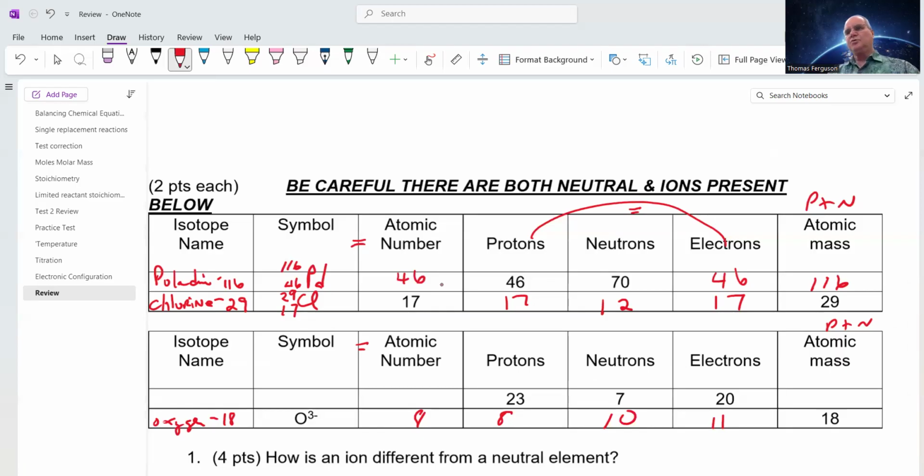What's 23? What isotope is it? Well, we have P plus N, so that's 43. That's vanadium 43.